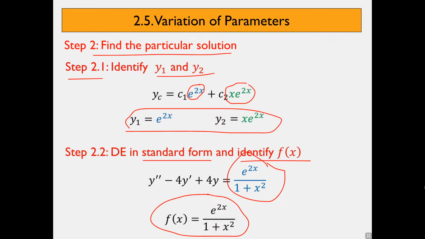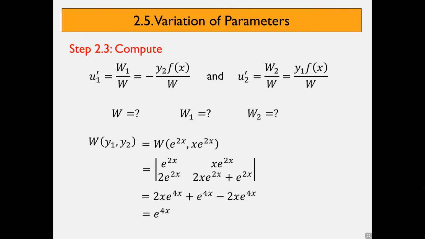Now, after you find your f(x), you want to compute u1 dash and u2 dash. The formula says u1 dash equals W1 divided by W, which equals minus y2 f(x) divided by W. And u2 dash equals W2 divided by W, which equals y1 f(x) divided by W. So you already knew y1, y2, but W1, W2 not yet. So this is what we want to find.